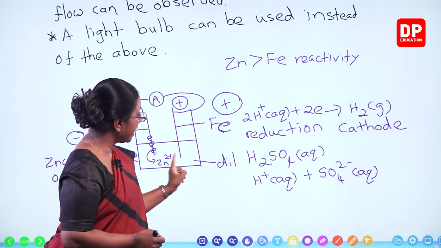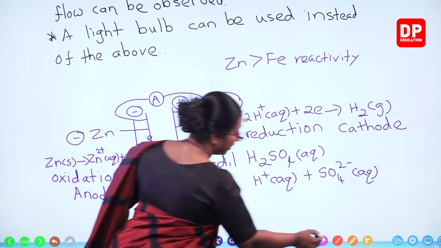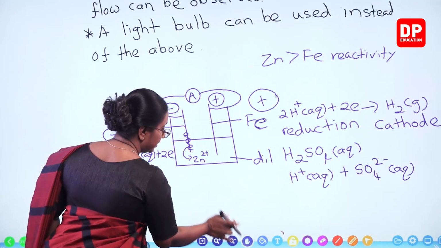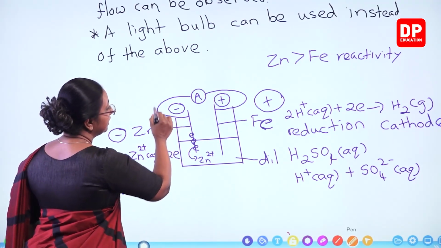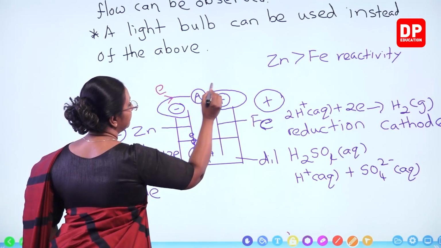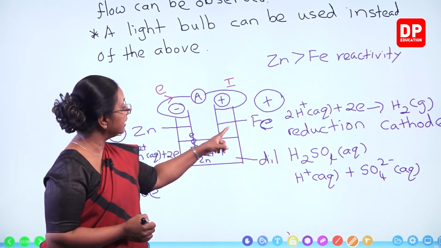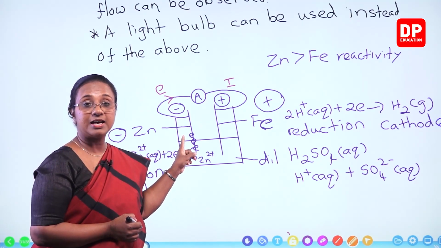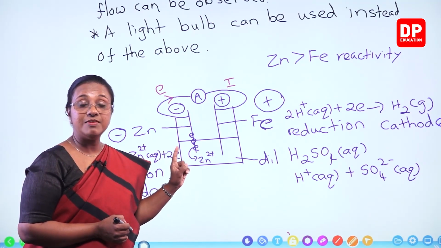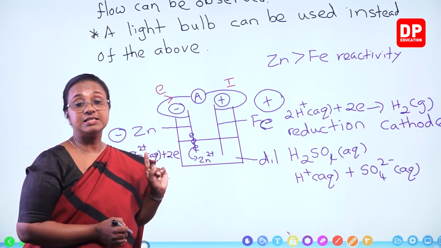And that is why you see gas bubbles near the iron electrode, the zinc plate dissolves, and there is current flow. How does current flow? Now here you can see, negative to positive charge is the electron flow, positive to negative charge is the current flow. So from zinc to iron, electrons flow through the external conductor, and from iron to zinc, the conventional current flows through the external circuit.